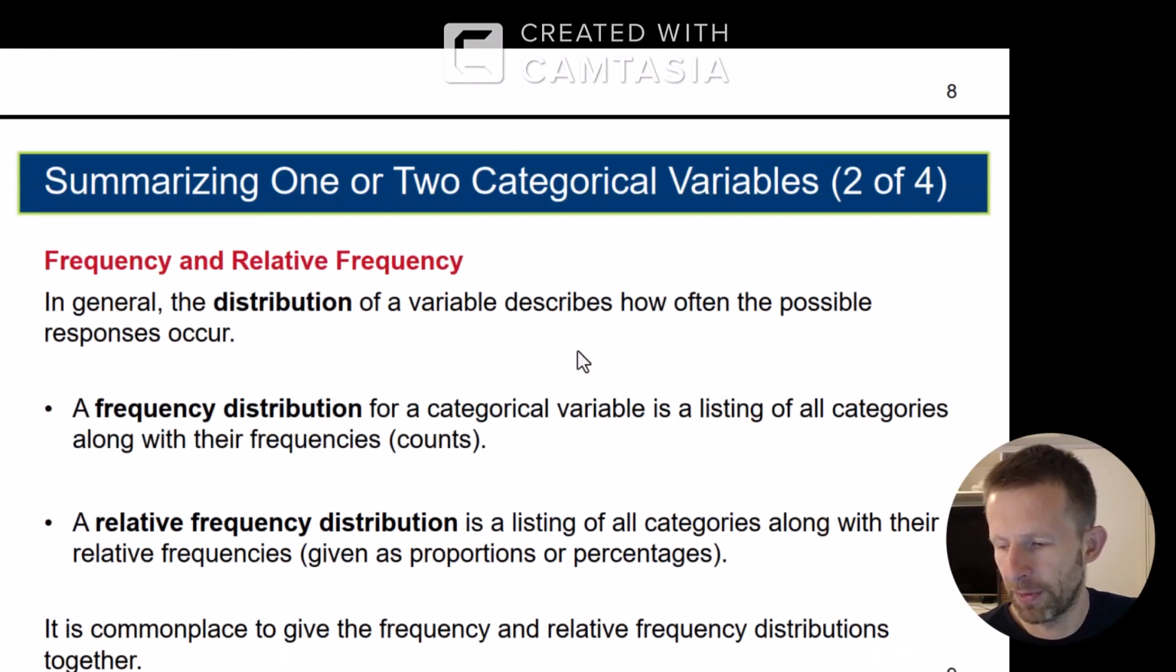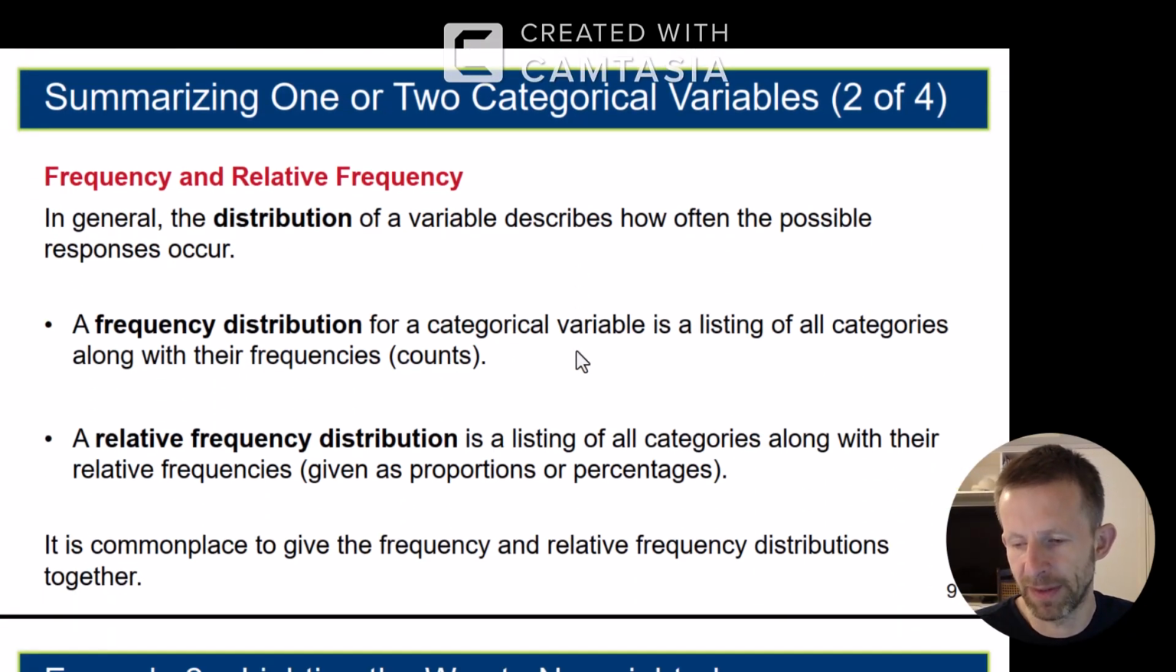All right, summarizing 1 or 2 categorical variables, frequency and relative frequency. A frequency distribution for a categorical variable is a listing of all categories, including their counts, and a relative frequency distribution, basically instead of counts, you have proportions or percentages. It's commonplace to give frequency and relative frequency distributions together, which makes sense. You have the raw data, and then you have the percentages to give you some perspective.